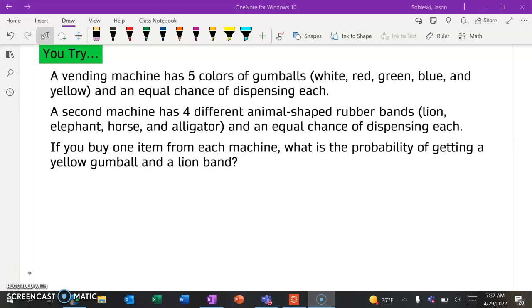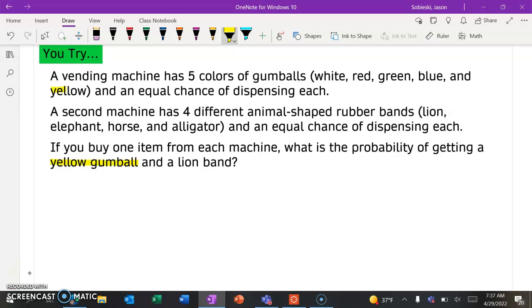All right, so let's take a minute here to check our U-try. They say a vending machine has 5 colors of gumballs and an equal chance of dispensing each one. A second machine has 4 different animal-shaped rubber bands and an equal chance of dispensing each one. So if you buy 1 item from each machine, what is the probability of getting a yellow gumball?